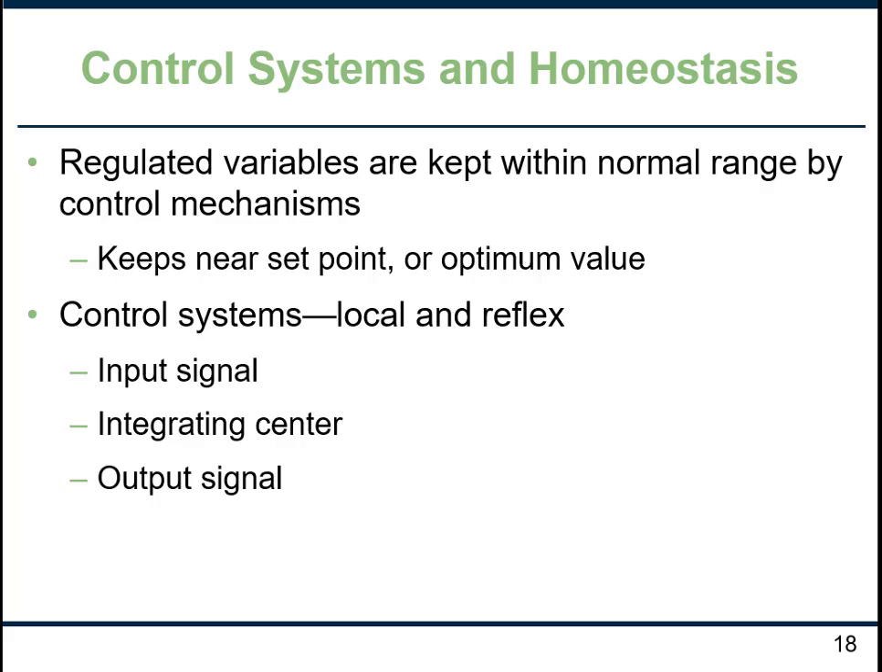Now, what's an integrating center? An integrating center would be someplace like your spinal cord or your brain. So someplace that can actually process that information and then do something about it. So input signal coming from various types of cells usually are providing signals to the brain or spinal cord. And then you have the output signal, which is basically the brain makes a decision as to what to change in order to change that blood pressure signal that we had as an example.